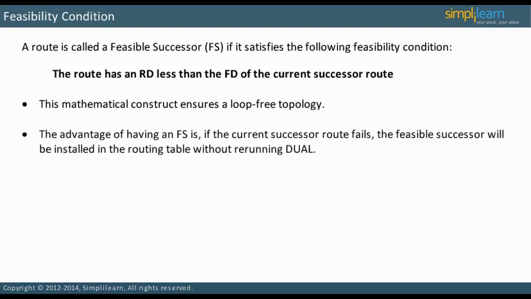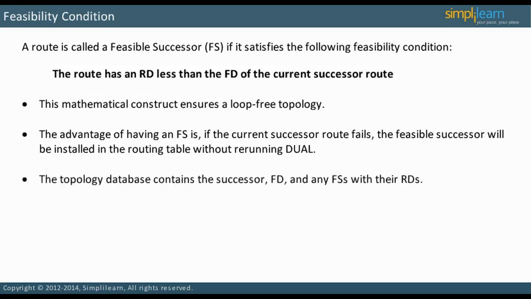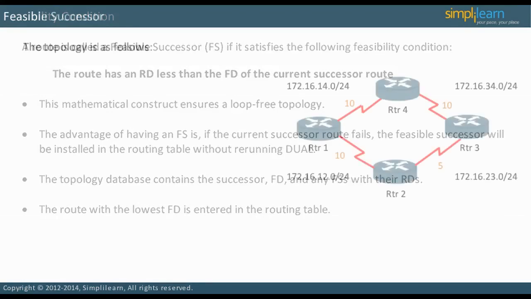The advantage of having an FS is, if the current successor route fails, the feasible successor will be installed in the routing table without rerunning DUAL. This makes convergence almost instantaneous. To complete the computations necessary, the topology database contains the successor, the FD, and any FSs with their RDs. There may be multiple feasible successors. The route with the lowest FD is entered in the routing table. We will discuss feasible successor in the next slide.